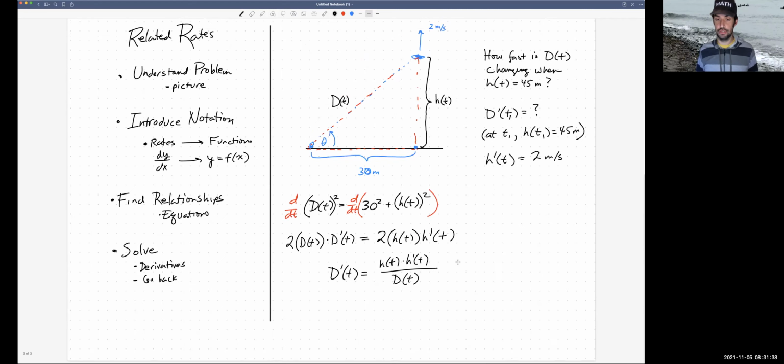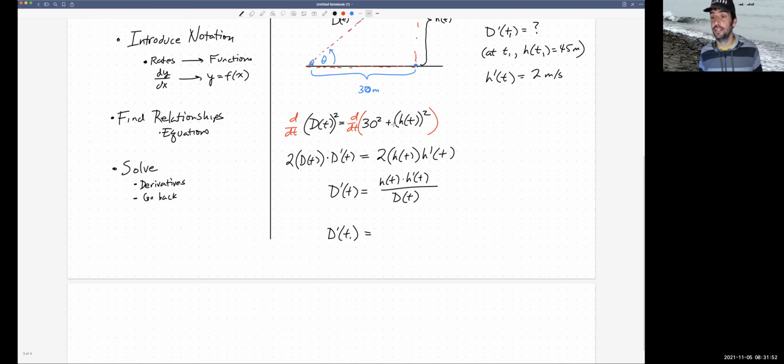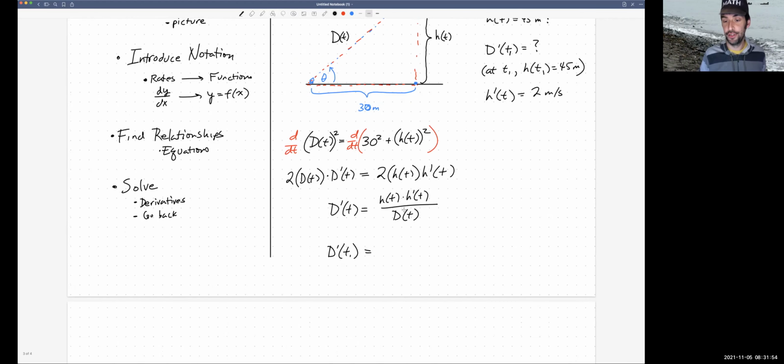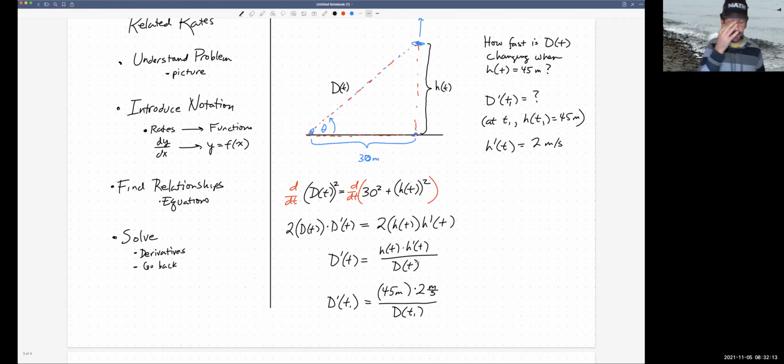Okay, so let's evaluate this at d prime of t1. Right? Remember, t1, t sub 1 is just the moment in time that the height is 45 meters. So I can put 45 meters in for this height. H prime we know is 2 meters per second. D of t at this moment, at t1, I do not know. Right? We haven't found that yet. But we can find this pretty easily with the Pythagorean theorem.